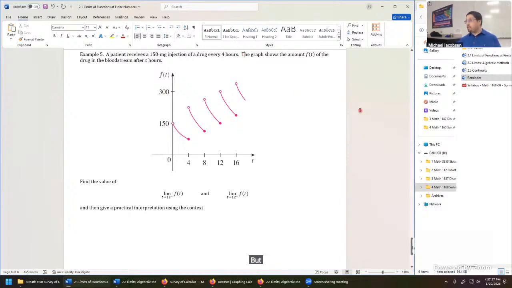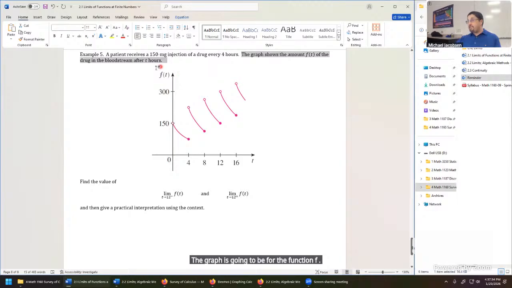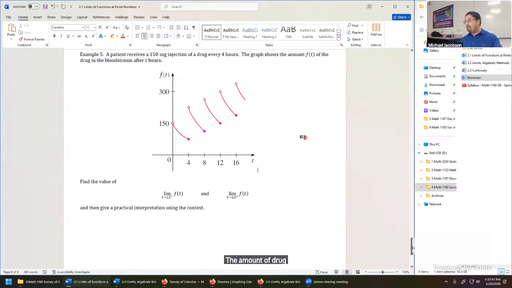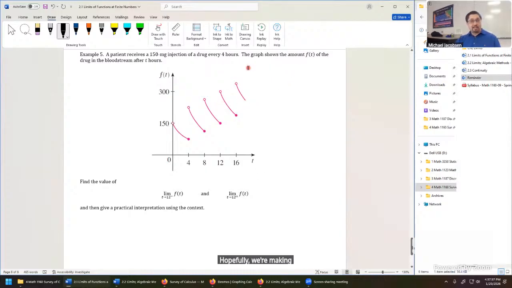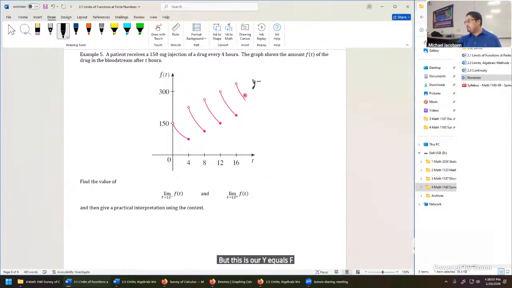But we have a graph of what the concentration of that drug should look like in the bloodstream. The graph is going to be for the function f of t. So here's the f of t axis, the y equals f of t axis. Here we have a t-axis for time. And even though there are 5 different strips here, this is all just for one function, the amount of drug in the bloodstream after t hours. And kind of concerning about that drug is, notice it's elevating over time. So hopefully we're making sure it doesn't become a toxic level in the bloodstream at the same time. But this is our y equals f of t function.